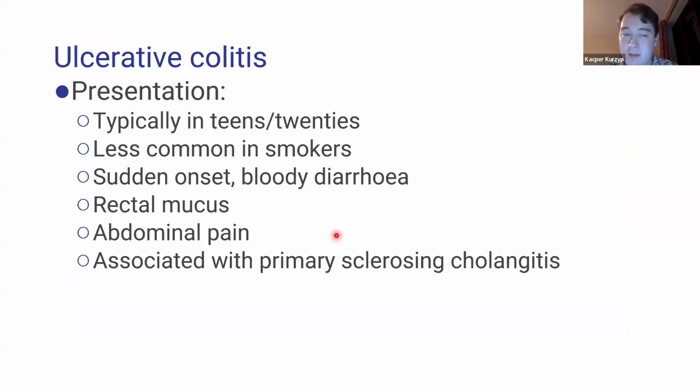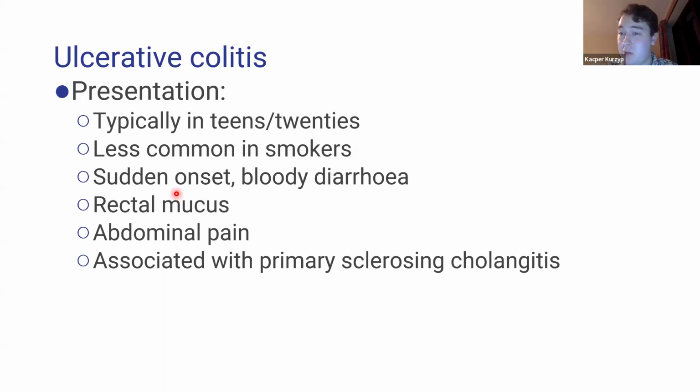Now, ulcerative colitis again presents similarly, but it is different. It typically presents in a young person, roughly our age, maybe a bit younger. It is less common in smokers, so it's one of the very few diseases in which smoking is actually protective, and stopping smoking can either trigger first presentation or cause a flare-up of a previously well-controlled disease.